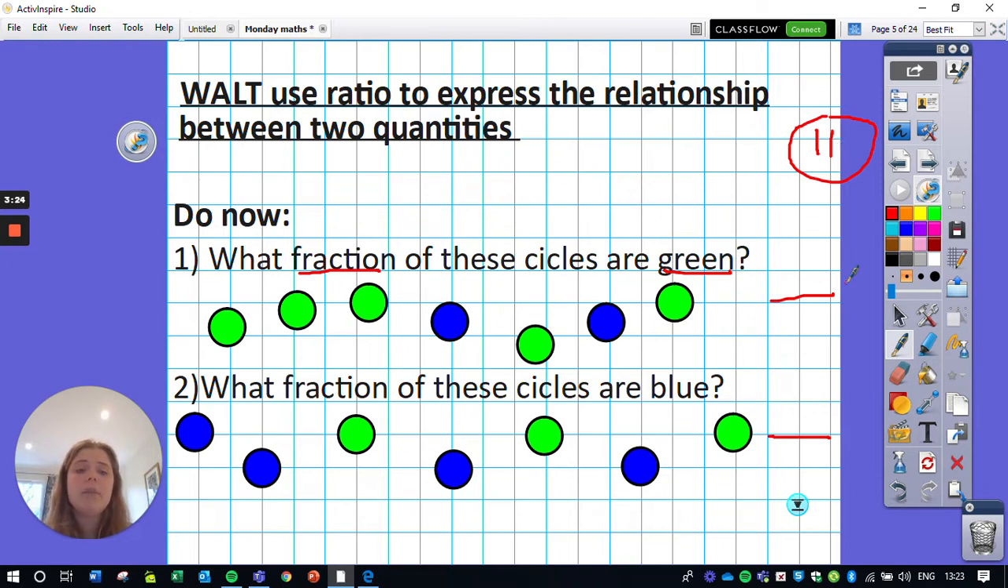I'm going to go through the answers now. Make sure you've paused the video, written the date and WALT and done the do now questions. So first you need to know what the denominator is. The denominator is the number on the bottom of the fraction that tells you how many equal parts there are.